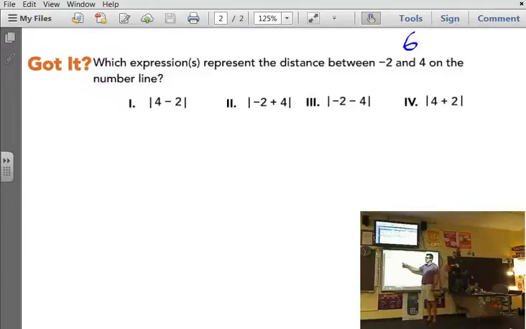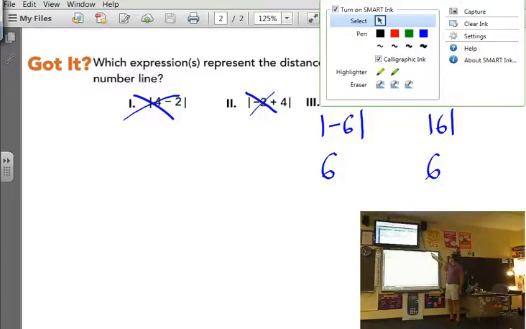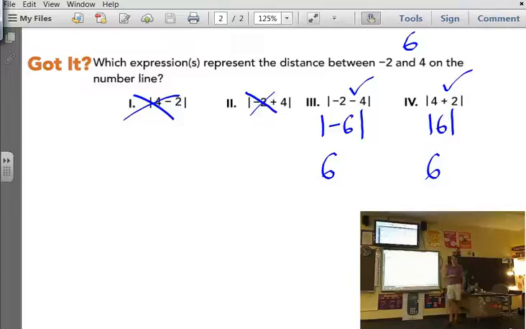Well, what's 4 minus 2? 2, and the absolute value of that would be 2. That doesn't work. -2 plus 4 is again 2, so that doesn't work. -2 minus 4 becomes -6, but then absolute value becomes 6, so that works. 4 plus 2 becomes absolute value of 6, which is just 6, and that works. Any questions on distance between two values?